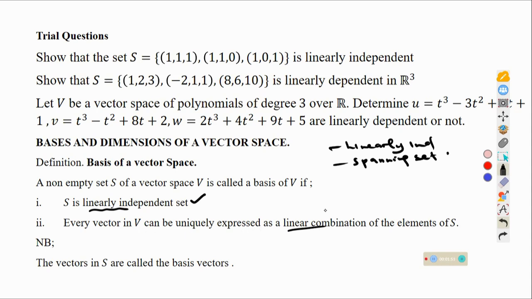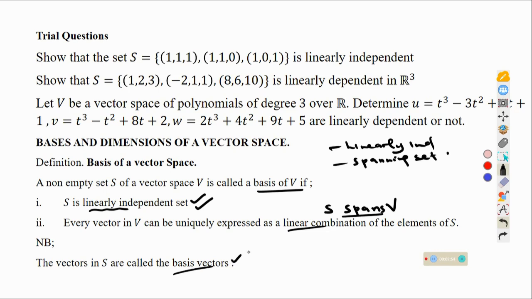In other words, this S must be spanning V. So if the two are satisfied, then we shall be able to call that given set a basis of the vector space. We shall be defining the vectors in S as basis vectors. That is, the vectors within a set which we have said is a basis. So we shall be calling them basis vectors.